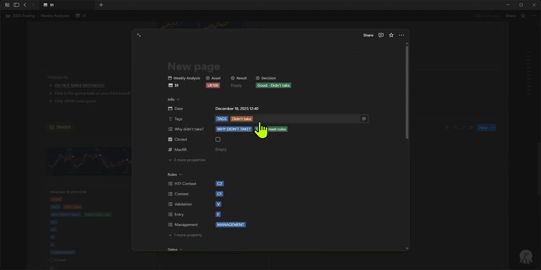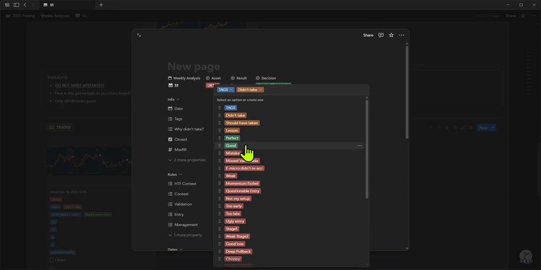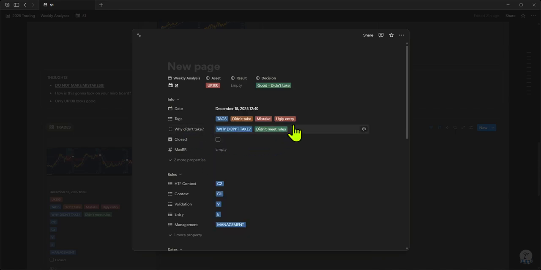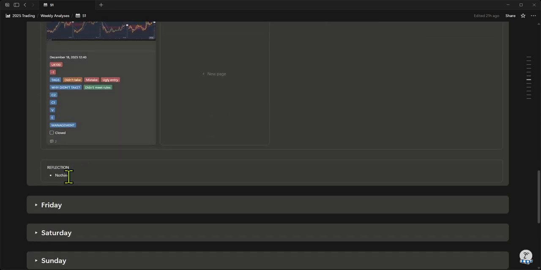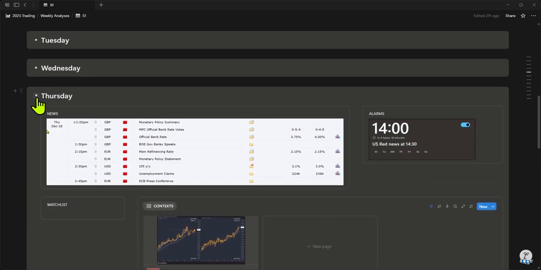So the trade itself was a mistake because the entry didn't make much sense. Yeah, it didn't meet rules indeed. So that's good that I didn't take it. Nice. Okay, so that's the one trade that I didn't take, and that's all.